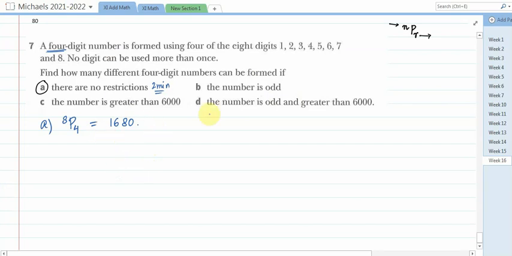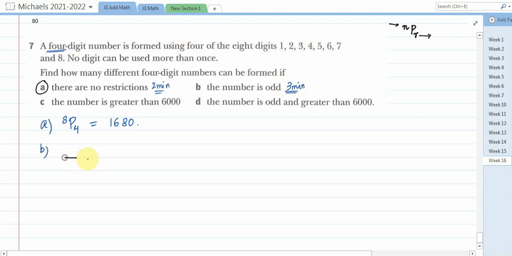For the next part, it says the number is odd. Now there is a condition that it must be an odd number, right? Similar to even numbers, where the last digit should be 2, 4, 6, 8, for the odd number, what should the last digit be, and how can you find the number of different arrangements using 4 digits from 1, 2, 3, 4, 5, 6, 7, 8, forming a 4-digit number? For the second part, we have a time of 3 minutes because there are different cases in this question. So start.